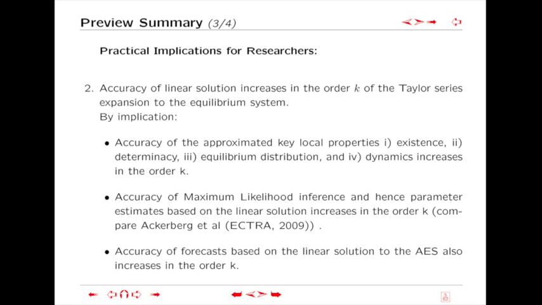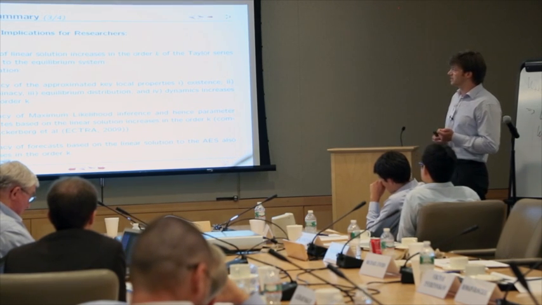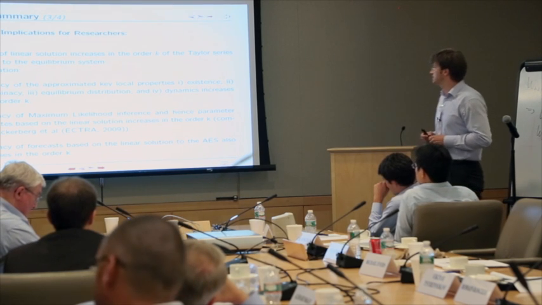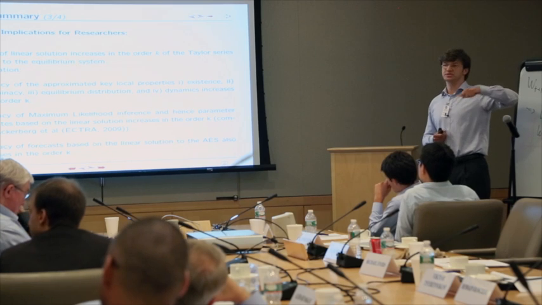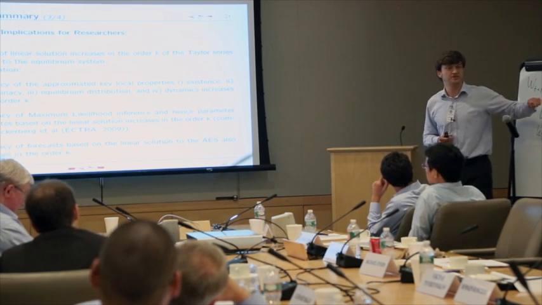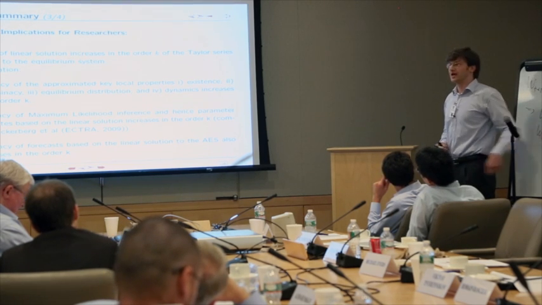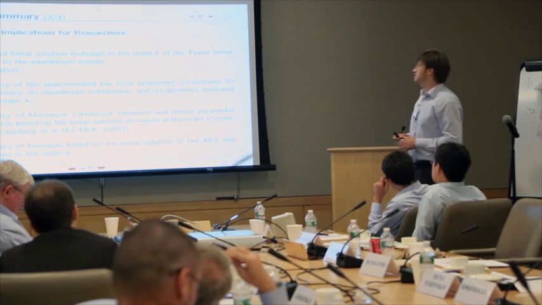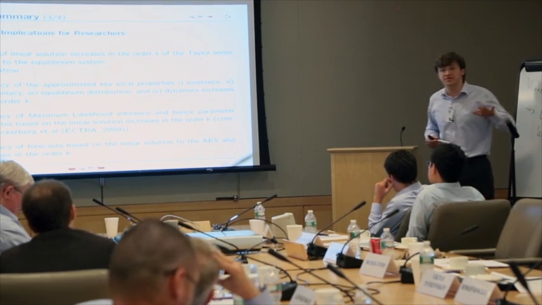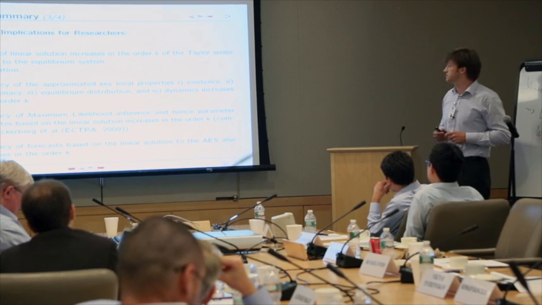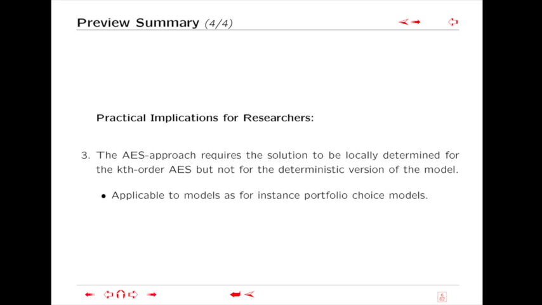It also increases the accuracy of the maximum likelihood inference and hence parameter estimates based on this linear solution. This is a result I take from a comment of Ackerberg and others on a paper about how the approximation error in the solution actually affects the likelihood. In this case, just taking the result, the accuracy of the estimates using a likelihood procedure also increases in the order k. Similarly, the accuracy of forecasts based on the linear solution increases in the order k.